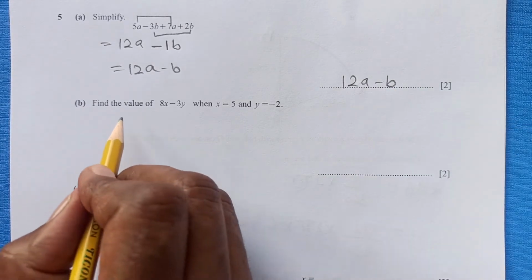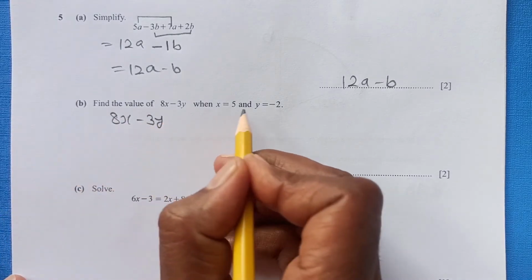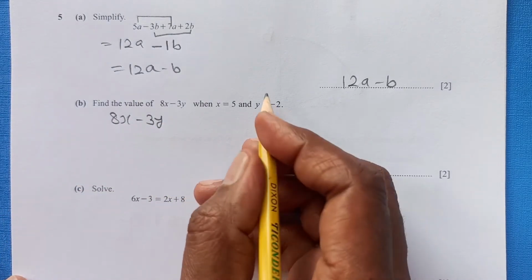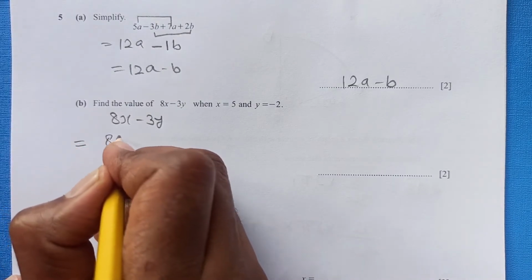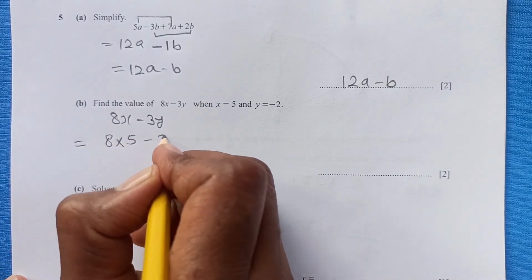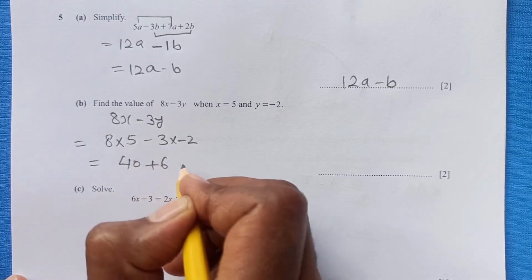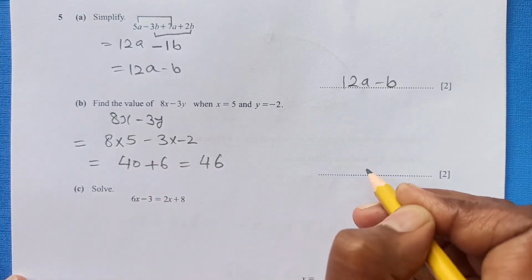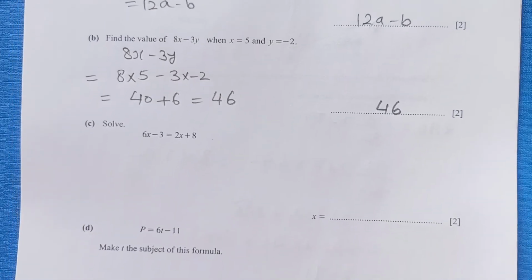Now part B, find the value of 8x minus 3y when x is 5 and y is negative 2. We are just going to replace x and y, just plug in the values. 8 times x is 5, 3 times y is minus 2. This is 40 plus 6, which is 46. Right?